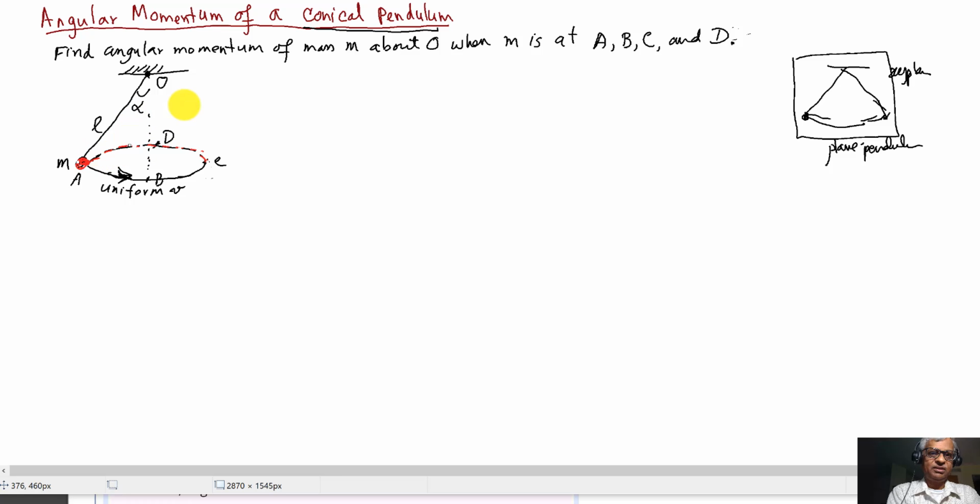The reason it is called conical is because if you complete this shape here, it becomes like a surface. This thing is moving on the surface of a cone shape, but there's no cone there. It's just a string, and the shape of the surface on which M moves is a cone. Okay, so we're supposed to find the angular momentum of this.